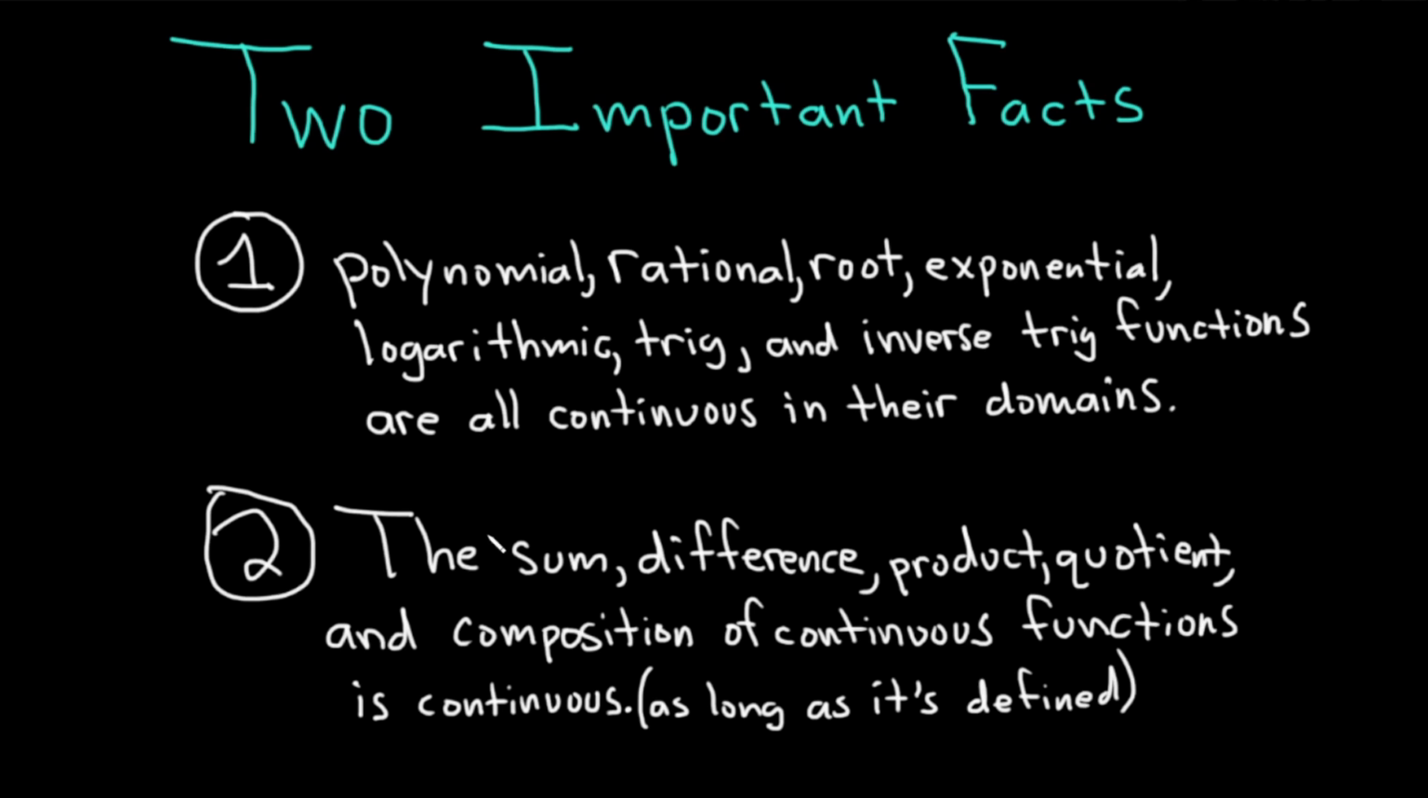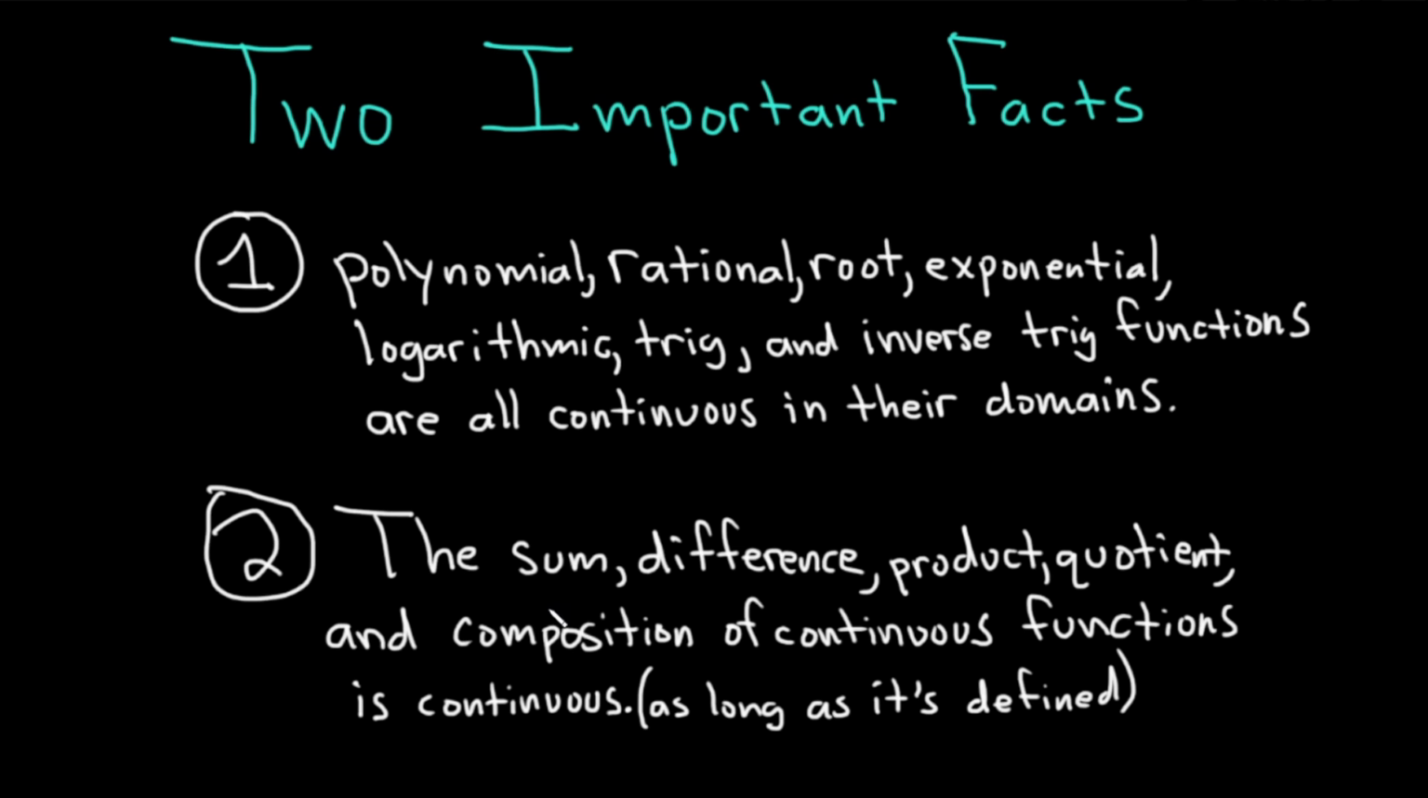I want to highlight two very important facts. It's actually like 20 facts, but I've broken it down so it's just two. Basically, all the functions you know are continuous as long as they're defined. So polynomials, rational functions, root functions, exponentials, log functions, trig functions, inverse trig functions, they're all continuous in their domains. In other words, as long as they're defined, they're continuous.